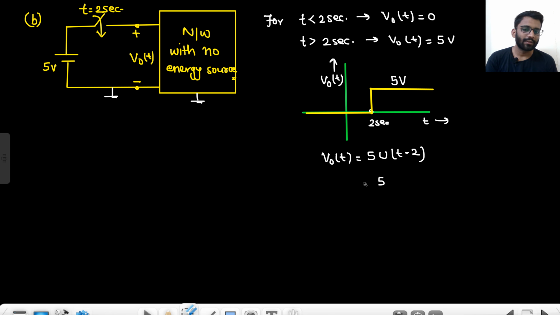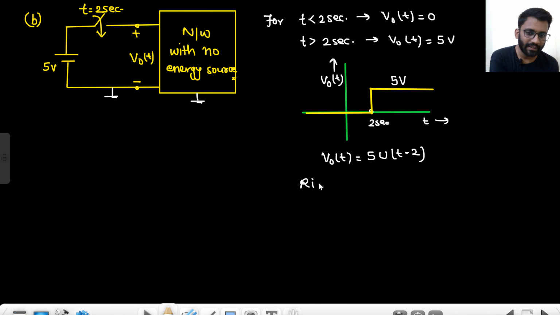What will be the value at t equals 3? V0(3) will be equal to 5 u(1), that means 5 volt, and this is what you expect, right? u(1) is 1, so 5 volt. There is one common concept that you study in signals and systems. If you have already studied it, it would be easy for you. Whenever there is a right shift in the signal, my u(t) was from 0 to infinity, you subtract, t minus 2. If there was a left shift, you would have written t plus 2. Okay.